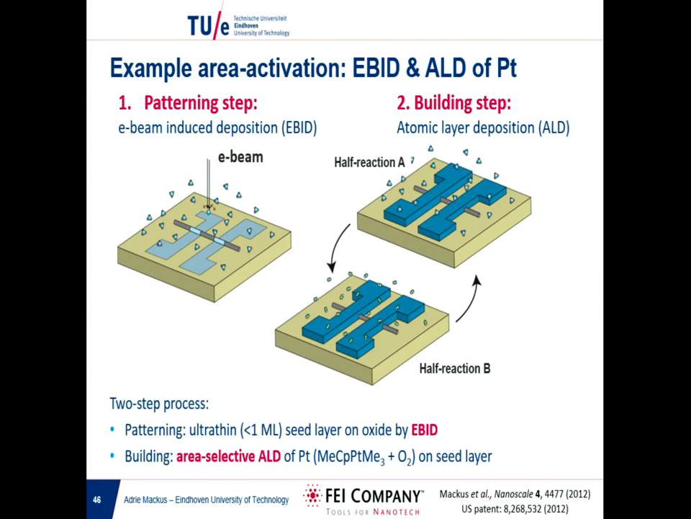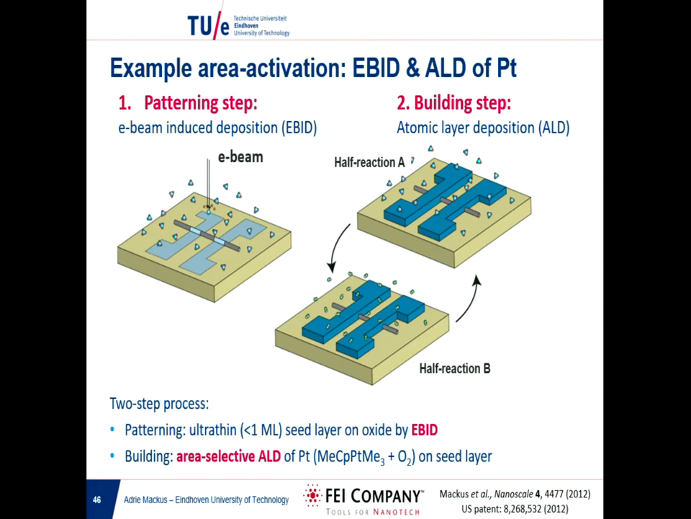In principle, it looks very nice. You can focus the spot of the electron beam to like 1 nanometer, so you can go to very high resolutions. But in practice, the material that you deposit is of a very poor quality. For this application, we worked on platinum. For platinum, we get a purity of about 15 atomic percent. And you can imagine that this is not really what you want if you want to make contacts. So what we do here is we make a very thin seed layer with this EBID technique, and then we switch to ALD, and then we selectively deposit on this seed layer.